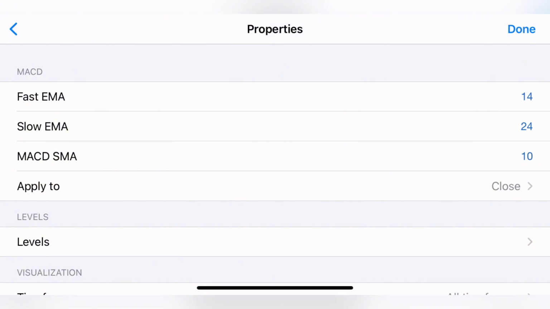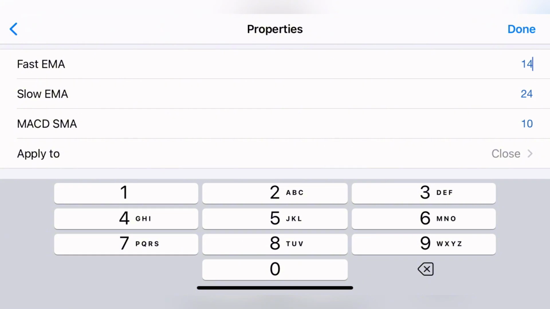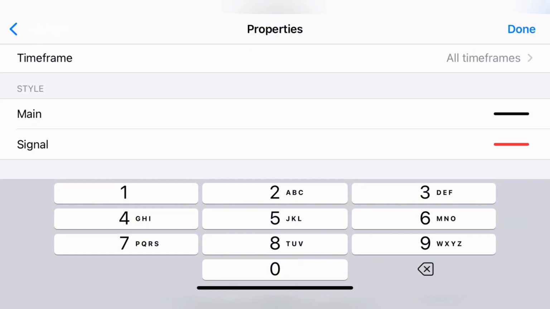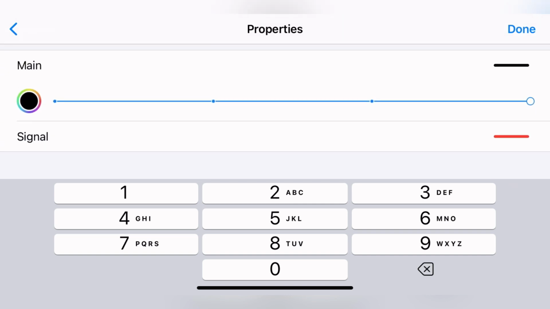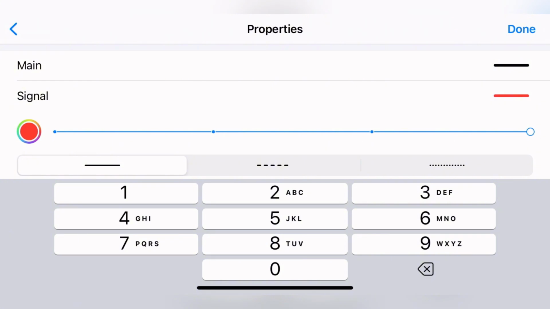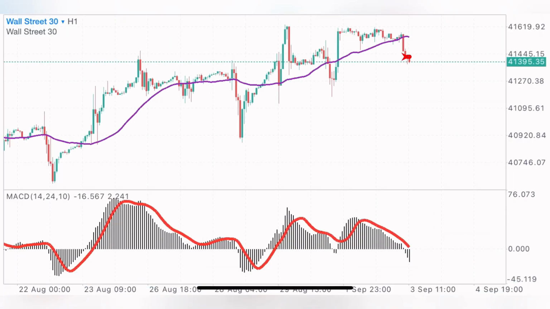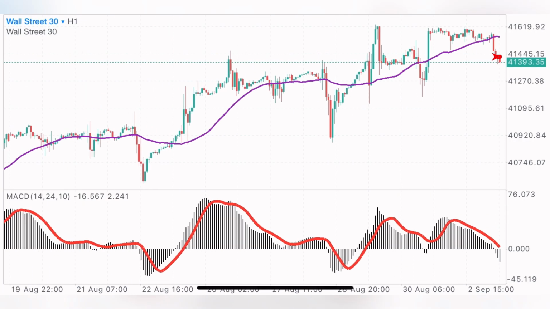I'm using MT5, just in case you are trading using TradingView, so that you know how you will be able to set it. So on MT5 MACD, fast EMA 14, slow EMA 24, the MACD SMA 10. All right, you apply to close. You put it on all time frames. For the main color, I use the fourth one. For the signal, I use the fourth signal with color red and the color black for the main. That was it. Then I use this first line pattern right here. So this is the MACD indicator.